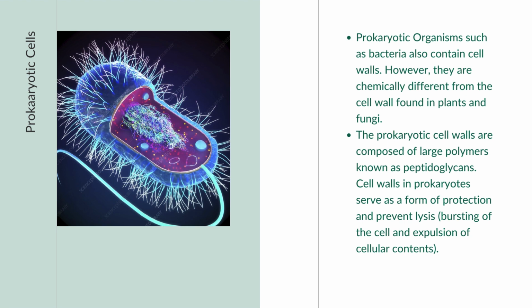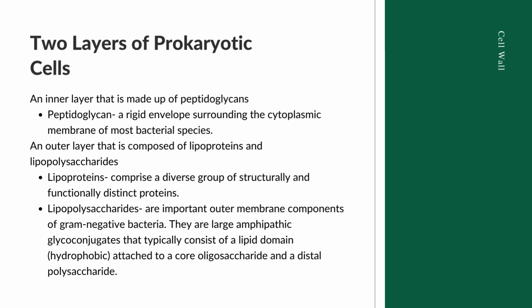Prokaryotic cells. Prokaryotic organisms, such as bacteria, also contain cell walls. However, they are chemically different from the cell wall found in plants and fungi. The prokaryotic cell walls are composed of large polymers known as peptidoglycans. Cell walls in prokaryotes serve as a form of protection and prevent lysis, bursting of the cell, and expulsion of cellular contents. Two layers of prokaryotic cells.